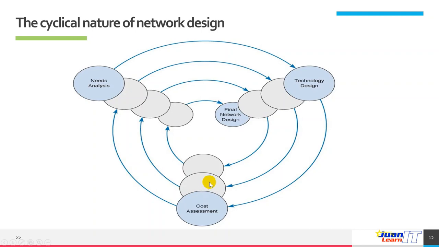But then if there is a problem, for instance, with the budget, so we have a budget constraint, it will be forwarded back again to the needs analysis team and so on. If there is an agreement now, we are okay with this, we are within the budget according to the cost assessment team, then it will be forwarded to the technology design team to come up with a final network design based on the budget approved by the cost assessment team. So that's how it works.